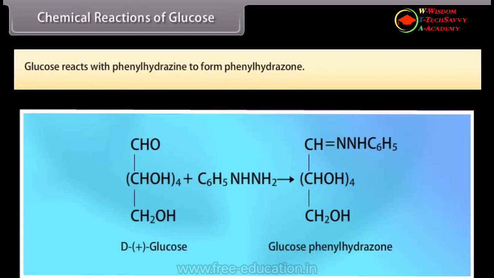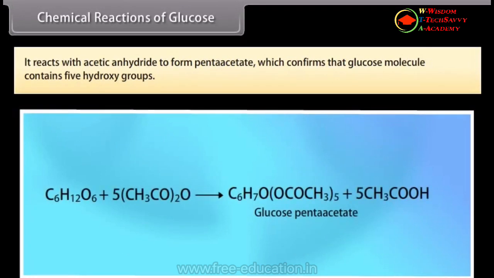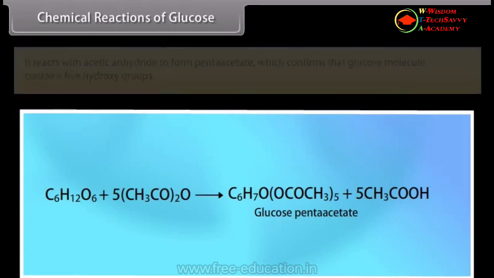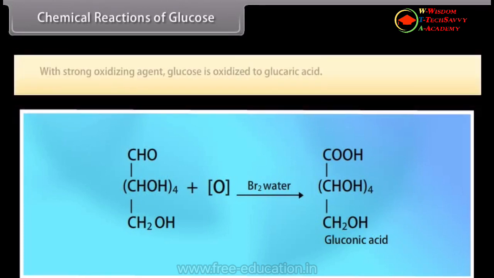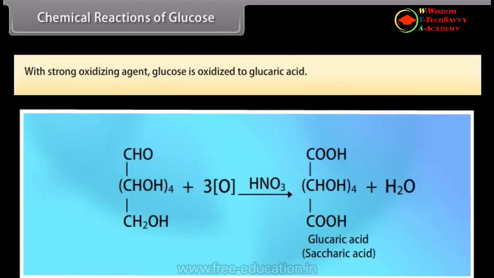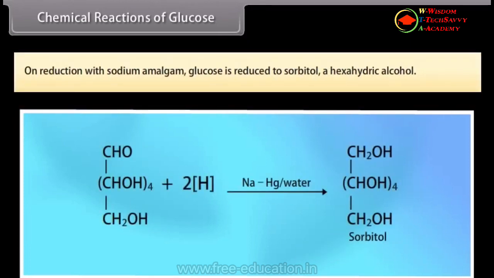Glucose reacts with phenylhydrazine to form phenylhydrazone. It reacts with acetic anhydride to form pentaacetate, which confirms that the glucose molecule contains 5 hydroxyl groups. With a mild oxidizing agent, glucose is oxidized to gluconic acid. With a strong oxidizing agent, glucose is oxidized to glucaric acid. On reduction with sodium amalgam, glucose is reduced to sorbitol, a hexahydric alcohol.